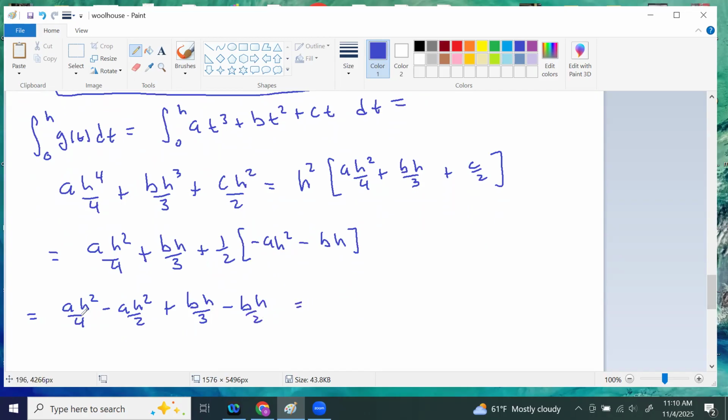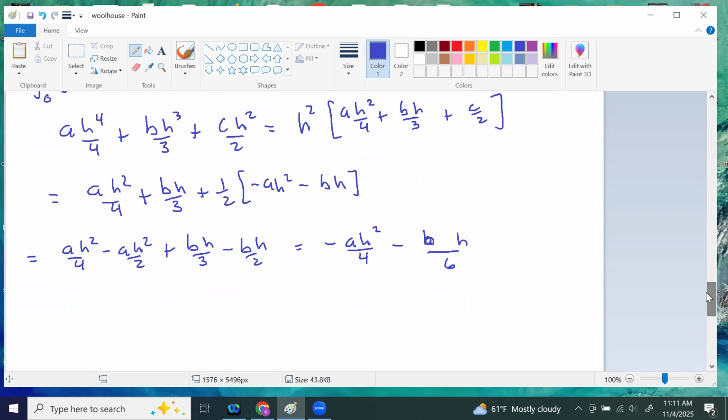And getting a common denominator, well, we don't need a common denominator yet. This is minus ah squared over 4. And if you use a denominator of 6 here, so this is 2 minus 3, so it's minus bh over 6, right? So that's 2 sixths minus 3 sixths is minus 1 sixth. Now let's do the common denominator of 12. So it's minus 3ah squared minus 2bh over 12.